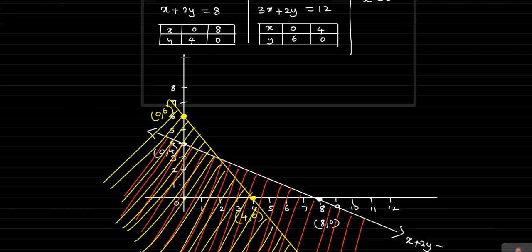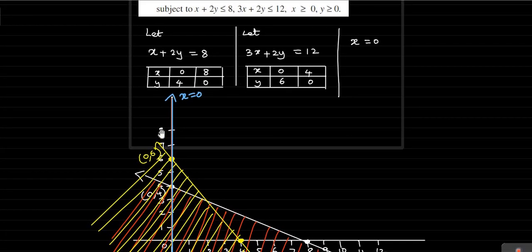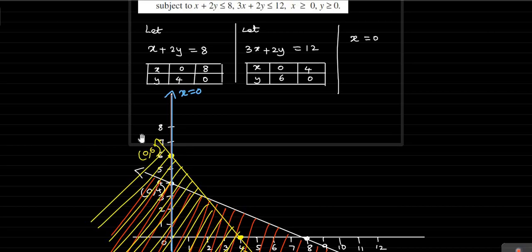So this particular line is, okay, I'll use the other color. Okay, this particular line is the x equal to 0 line. According to the given inequality, x greater than or equal to 0. So this blue line, this y-axis line, divides the graph into two portions. One is the right side, the other one is the left side.